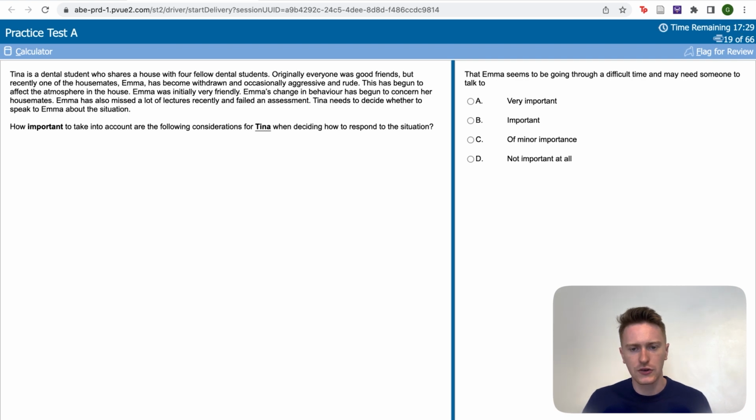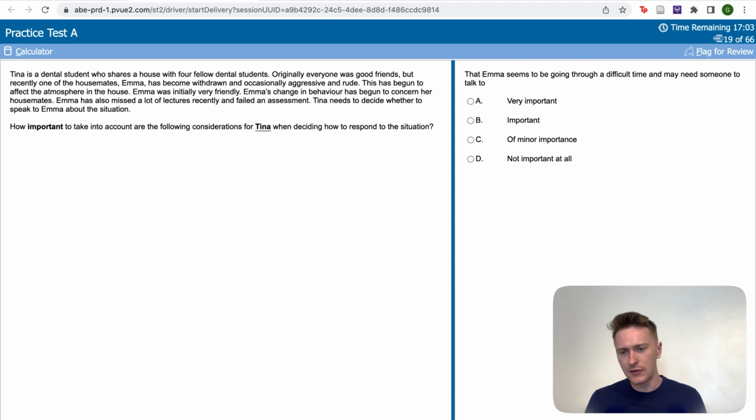Okay, a dental student, she's originally good friends with everyone. Recently, Emma has become withdrawn, aggressive and rude, and is beginning to affect the atmosphere in the house. Emma was initially very friendly, so what's behind her change in behaviour? With these changes in behaviour, it's always worth considering if there's something behind it. Maybe she's lost a relative, maybe she's struggling with the exams or the pace.